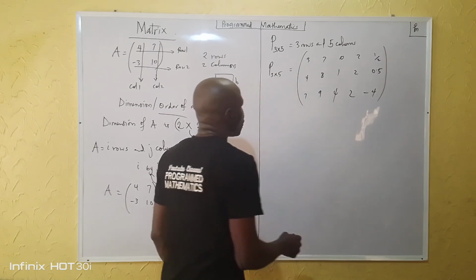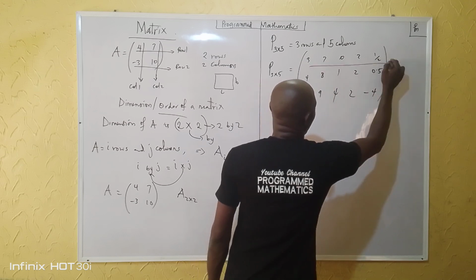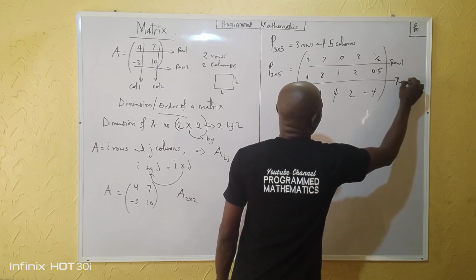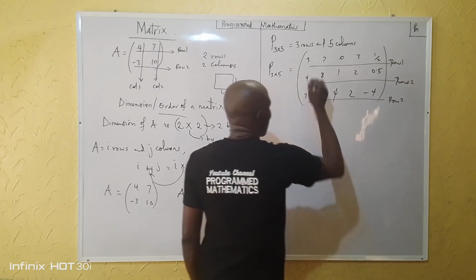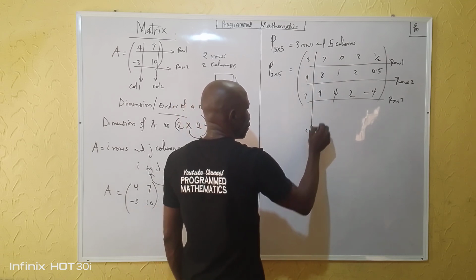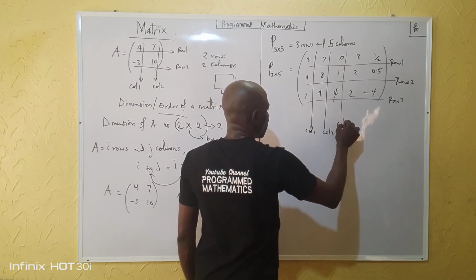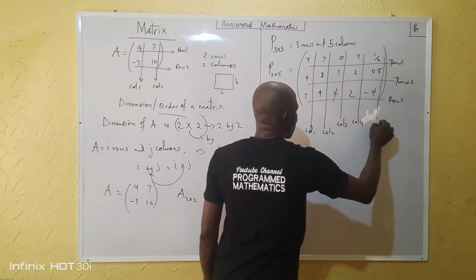You see that? So we have 3 rows: 1, 2, 3. This is row 1. This is row 2. This is row 3. And the first column is composed of 3, 4, 7. Column 1. This is column 2. This is column 3. This is column 4. And this is column 5.